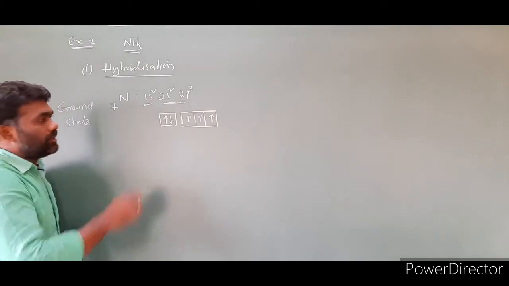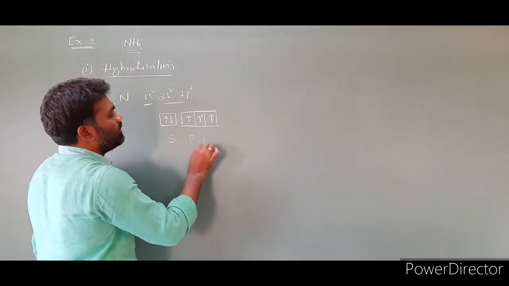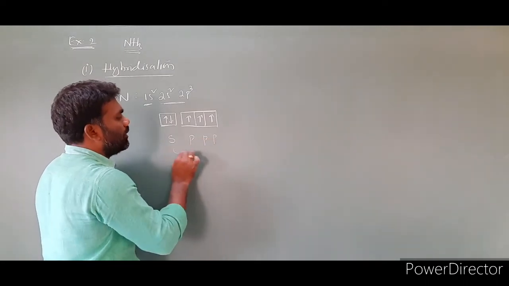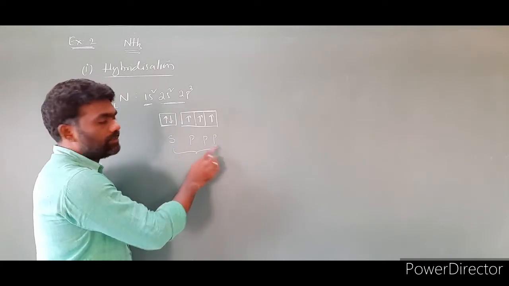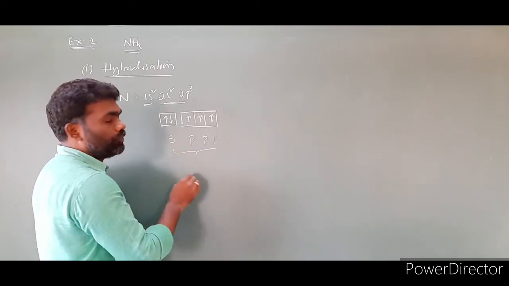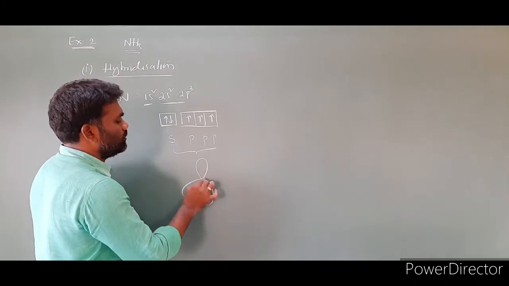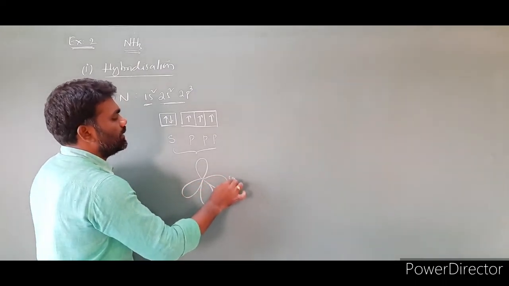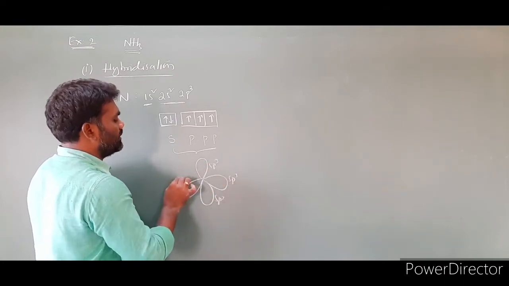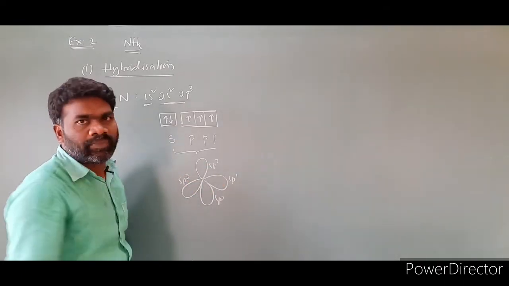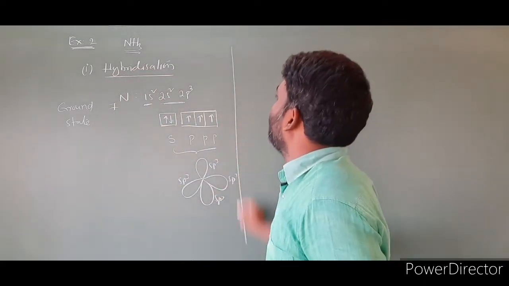Then we take this s orbital and these p orbitals. All these orbitals intermix. After they intermix, how many do we get? 1, 2, 3, 4. 4 sp3 hybridized orbitals. This is an sp3, this is sp3, this is sp3, and this is another sp3. Clear?